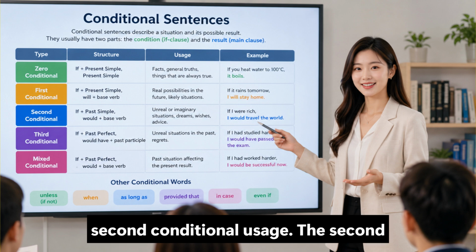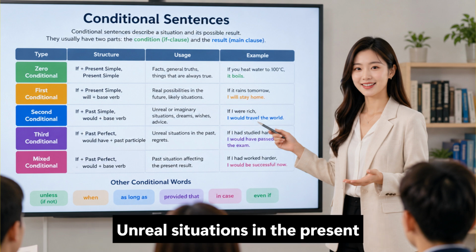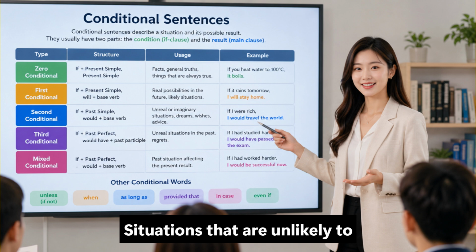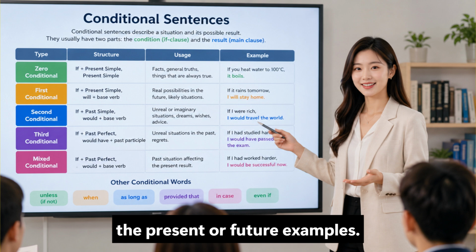3. Second conditional. Usage: the second conditional is used to talk about unreal situations in the present, imaginary situations, dreams and wishes, situations that are unlikely to happen. Structure: if plus past simple, would plus base verb. Although we use the past tense, we are talking about the present or future.